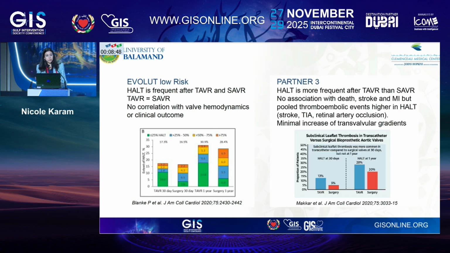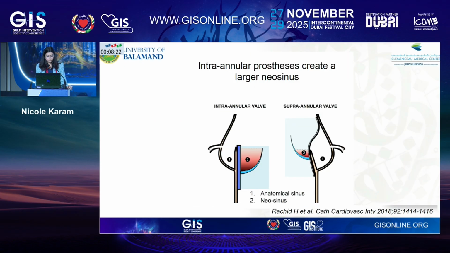At the opposite, we know that PARTNER 3 gave a similar result between TAVI and surgery. Here we saw that with TAVR, and this time it's the Edwards valve, an intra-annular and balloon expandable valve, there was a little bit more HALT in the TAVR group. But this wasn't associated with a big event, even though there was a minimal increase in transvalvular gradient.